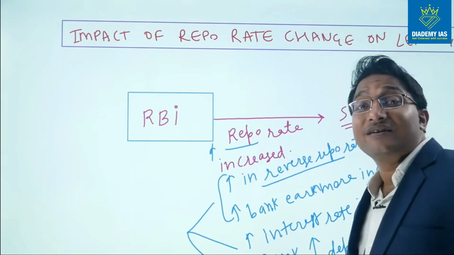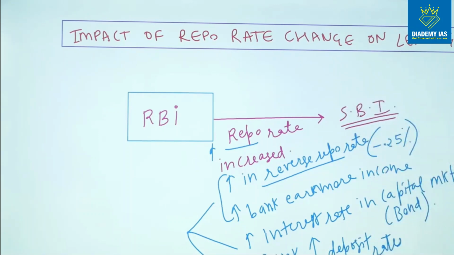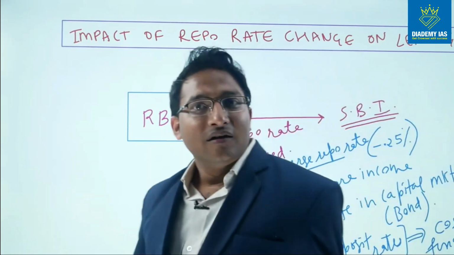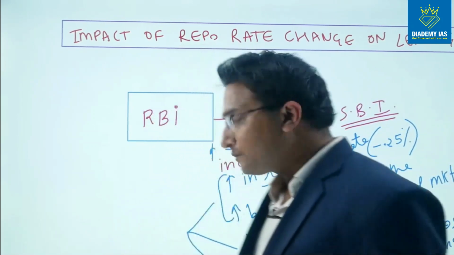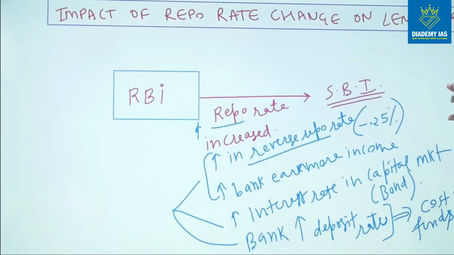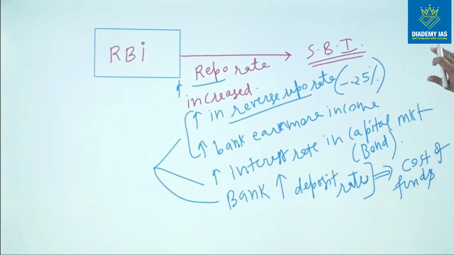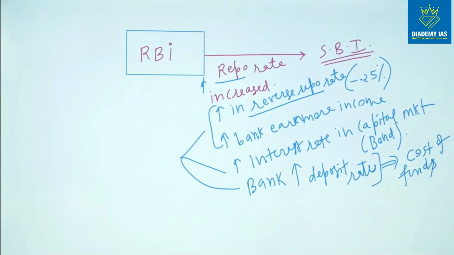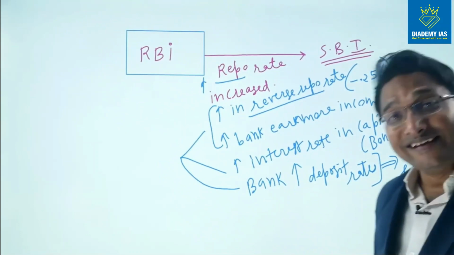Bank will have to increase its deposit rate, isn't it? So bank will have to increase its deposit rate. If the deposit rate is increased, then definitely the cost of funds element in the lending rate is automatically increased. The cost of fund element in the bank rate is automatically increased. There is no doubt about it, right? So there is no doubt that this cost of fund element in the lending rate will also increase.